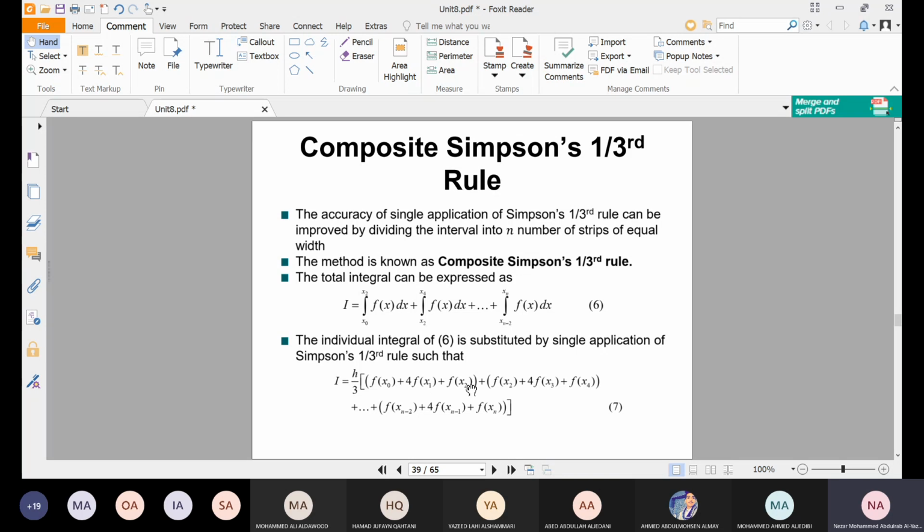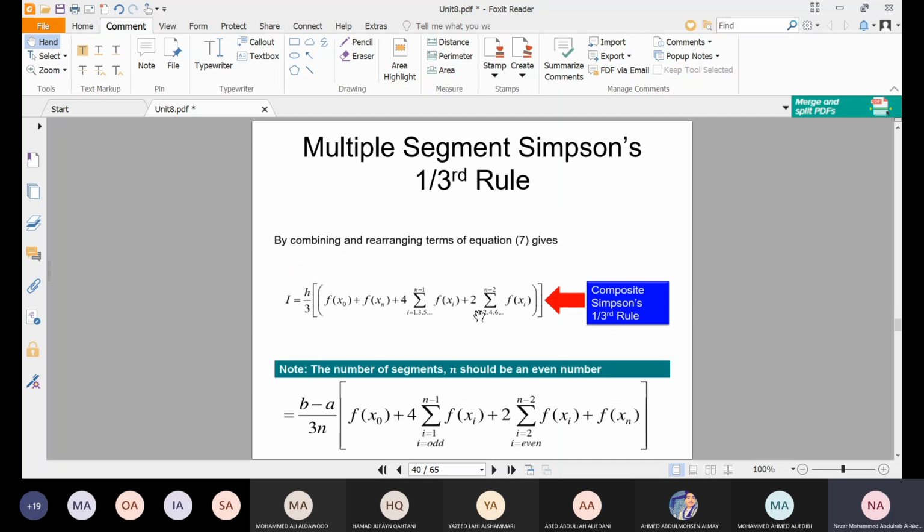You can see for the single segment, we have h over 3 times f0 plus 4 times the midpoint f1, plus f2. And then we find it for the second segment, and then for the third segment. We apply Simpson's 1/3 rule on every segment. So as a result, we can finalize with this form.